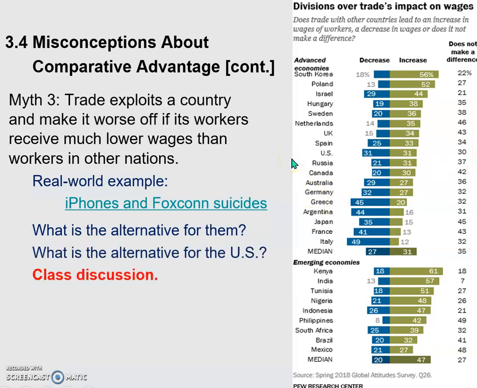So here again, another question is what is the alternative for the U.S.? If you believe this myth is true, then what could the U.S. do? Stop trading with the developing countries. Would that make the U.S. better off? Would that make these developing countries better off? Would that make the workers in these countries better off? So let's discuss these interesting things in class.